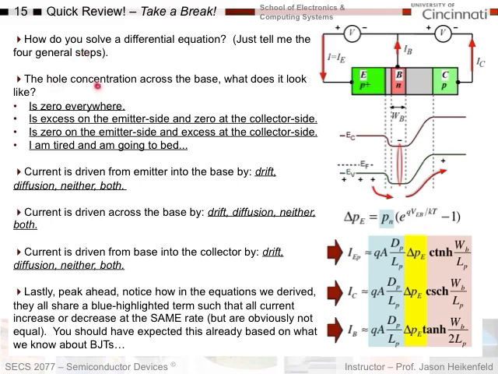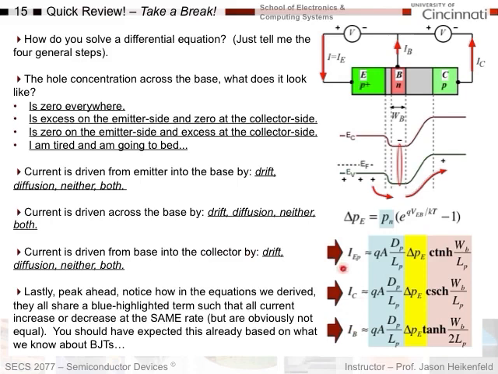Second question, the hole concentration across the base, what does it look like? So you can kind of run through these, and you should be able to tell me right off the bat very quickly which answer you have there. You should also know how the current is driven from the emitter into the base, how current is driven across the base from the emitter side to the collector side, and how current is driven from the base into the collector. Okay?